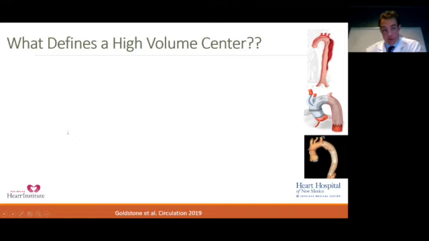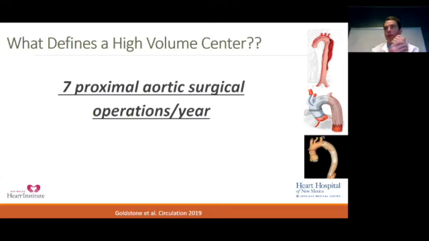So we've got a small audience. This is, I promise, the only moment of audience participation. I'm just curious what people think defines a high volume center. Doug Brown, any ideas? A center that performs lots of surgeries. Surgery or emergency aortic? Any aortic surgery. 20 in a year, 40 or 50 in a year, 7 proximal surgery operations a year.